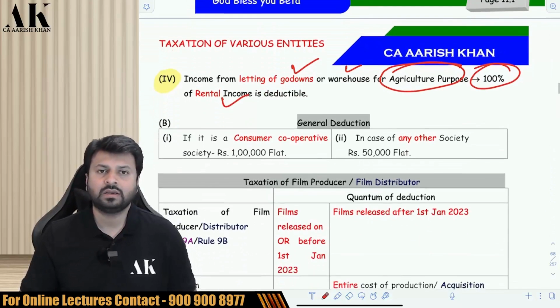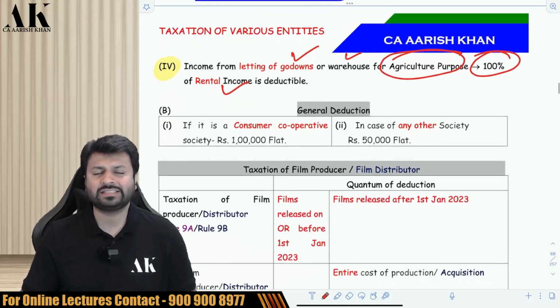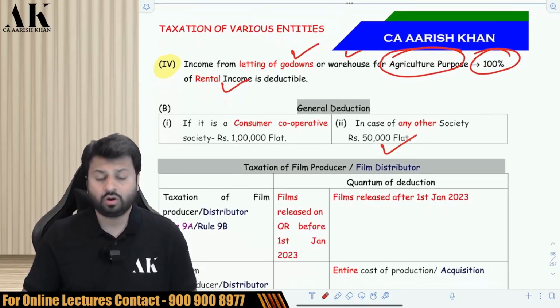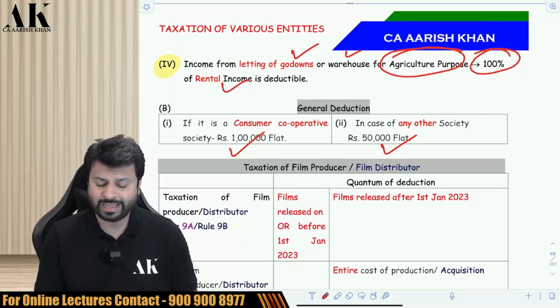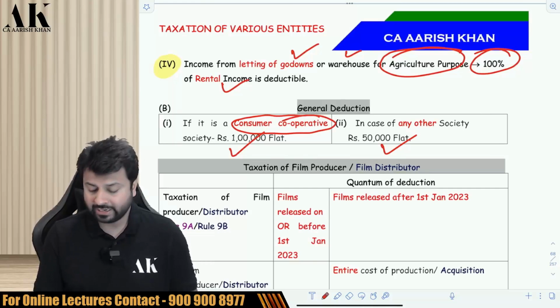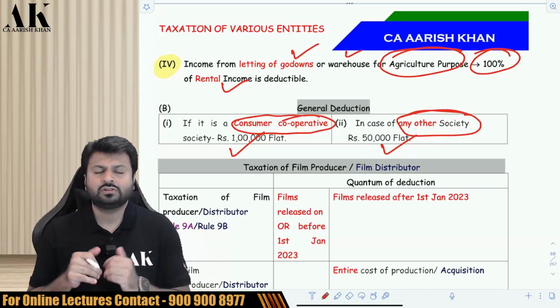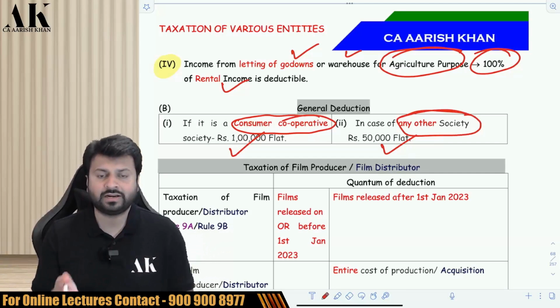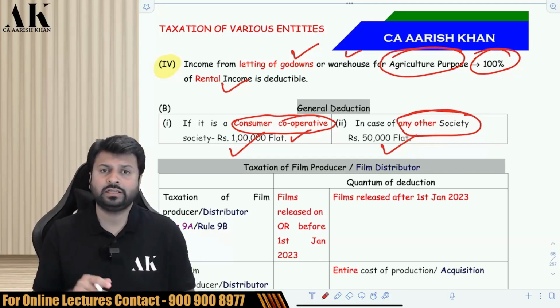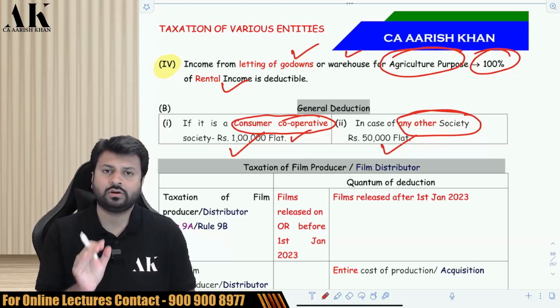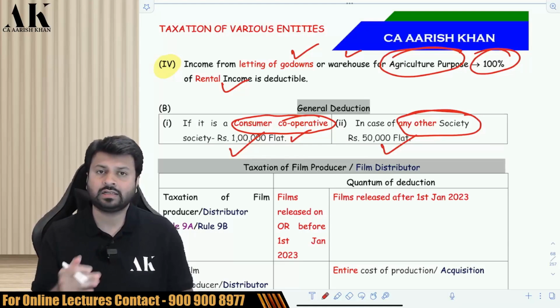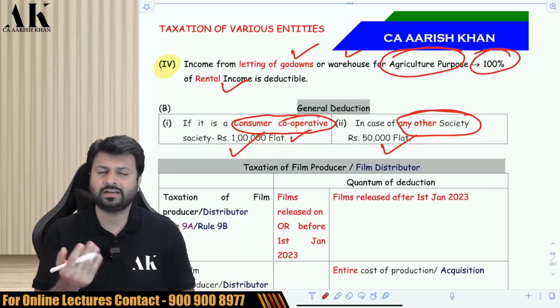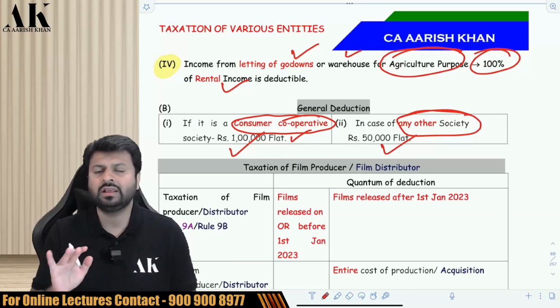Apart from this, a society will get a flat general deduction of 50,000 or 1 lakh, as the case may be. 1 lakh is for consumer cooperative society and 50,000 is for other society. So if you are in other society, you will get 50,000 flat deduction. If you are a consumer cooperative society, you will get 1 lakh rupees flat deduction. So you have to search in the question whether it is written consumer cooperative society or not. If it is written, take 1 lakh. If it is not written, take 50,000 flat deduction.